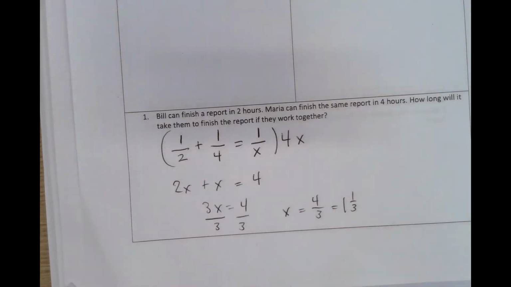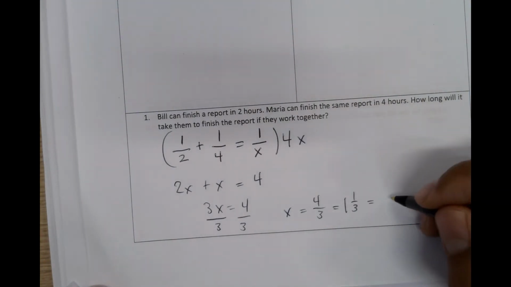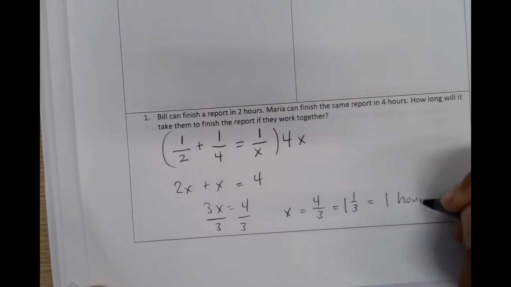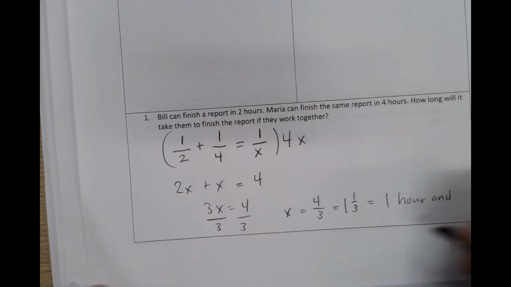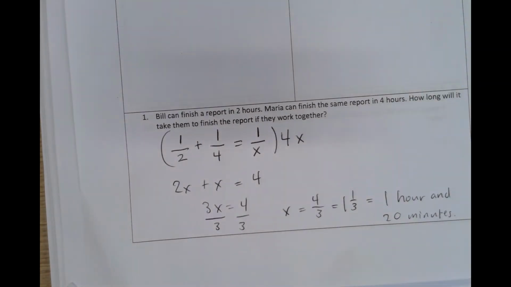So what is 1/3 of an hour? Well, 1/3 of an hour is 20 minutes, right? So 20 minutes plus 20 minutes plus 20 minutes equals an hour. So this would just mean it would take them 1 hour and 20 minutes. And that's it. You're done. Okay? You're done.